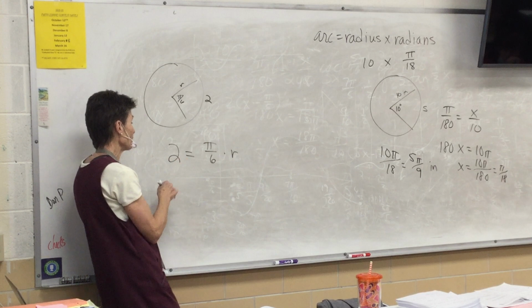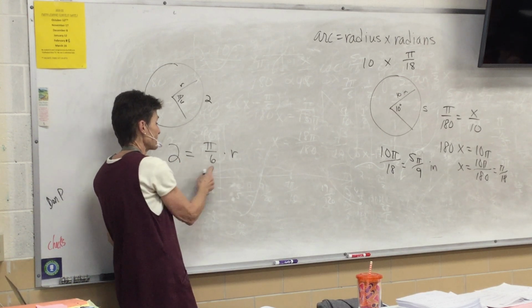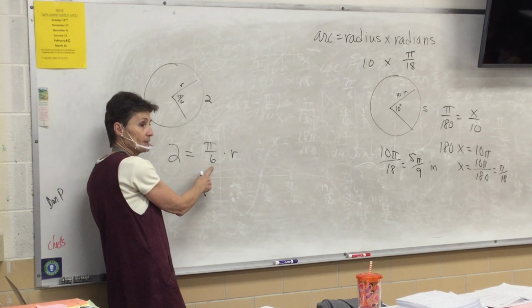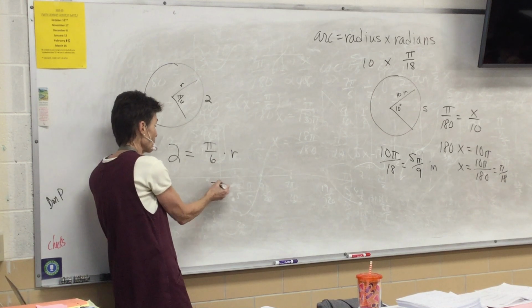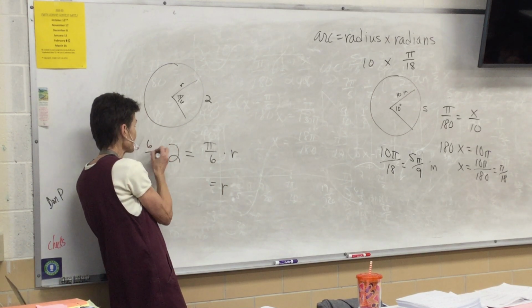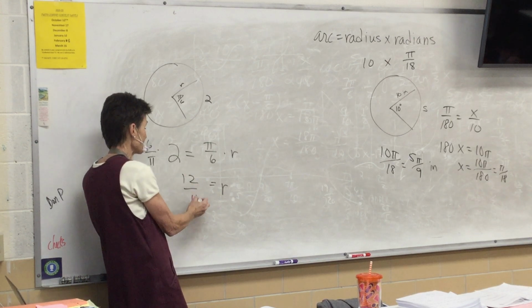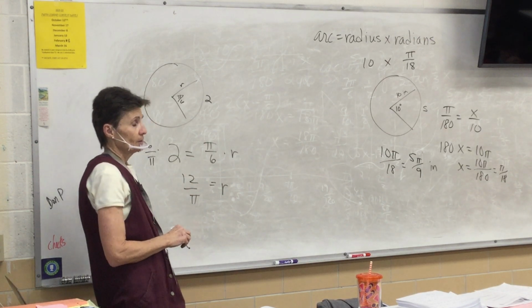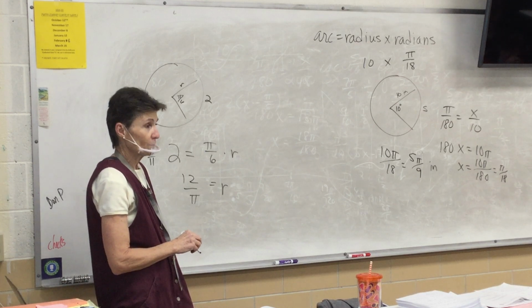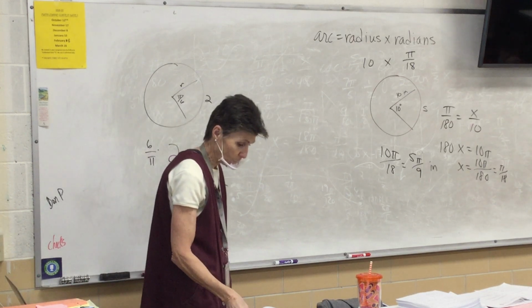So would we all agree that arc length equals radius times radians? So I just need to figure out what r is. So won't I times by 6 and divide by pi? Yeah. So 12 over pi is my radius. Not a pretty number, but it doesn't matter. That's what it is.